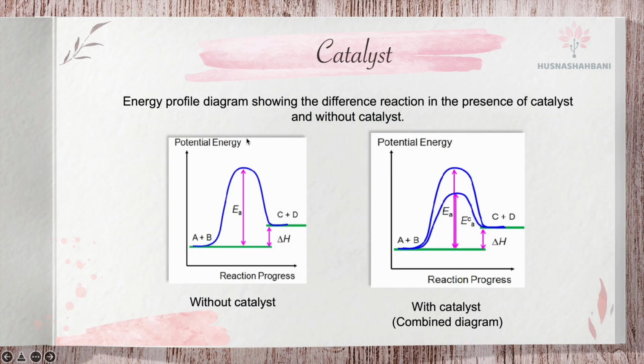This is the energy profile diagram for the reaction without catalyst. This is the energy profile diagram with catalyst. If you can see, without catalyst, the activation energy is high, meaning more energy is required for the reactant to become activated complex. With catalyst, this is with catalyst, from the reactant potential energy up till here. So less activation energy is required for the reactant to produce activated complex. This is the combined diagram for with catalyst up till here and without catalyst up till here. So less activation energy is required for the one with catalyst.